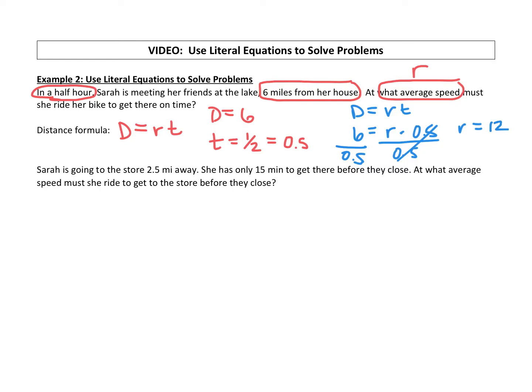This is going to get a label, miles per hour. So the rate, what average speed must she bike to get there on time? She needs to go at 12 miles per hour.